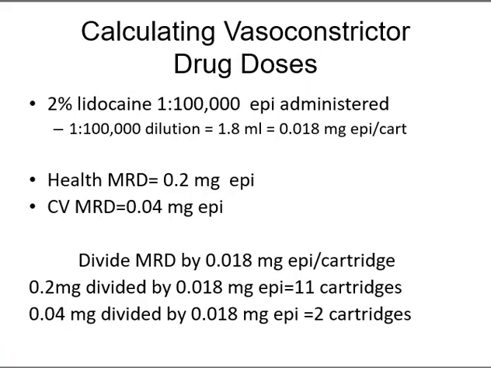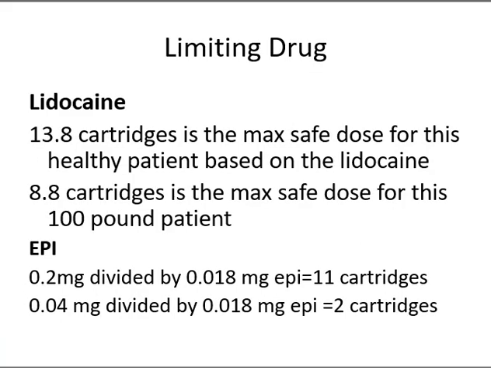So all these numbers, what are we looking for? We're looking to figure out the limiting drug. So lidocaine, for a healthy patient, 170 pounds, they can receive 13.8 cartridges. But wait a minute, most of the time lidocaine is mixed with epinephrine. And because of that, these 2 drugs, we look here at this healthy patient, they can't receive 13.8, they can receive 11. So the limiting drug is the epinephrine.